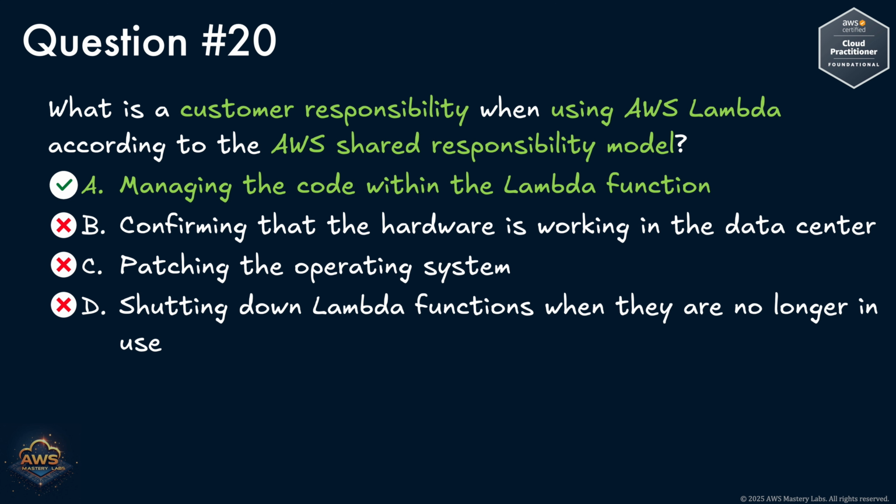This is precisely the customer's responsibility. You write, maintain, and secure the code you deploy to Lambda. That includes managing dependencies, avoiding vulnerabilities in your logic, and ensuring proper behavior under various input conditions. The function's correctness, security at the code level, and operational logic are all customer-owned concerns in the shared model. Option A is correct because customers are responsible for authoring, updating, and maintaining the code that runs inside Lambda functions.